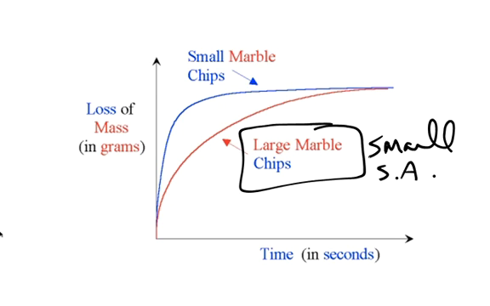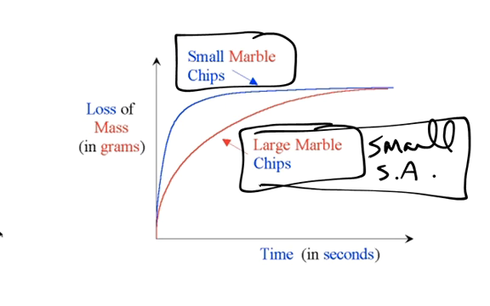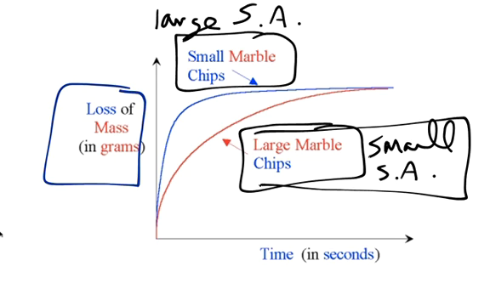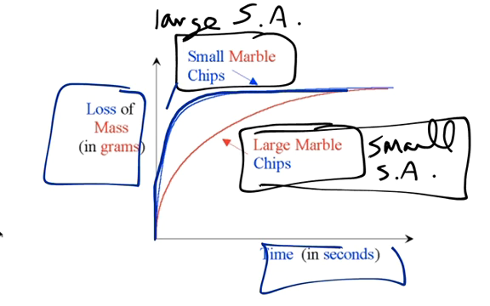If we take those that have a small surface area and we crush them up, well, then our chips are small, but we've increased our surface area, and now we have a large surface area. And so what we'll see is if we look at a reaction rate, this is measured in loss of mass over time. Notice this one has a steeper graph initially and stays steeper until it plateaus out.